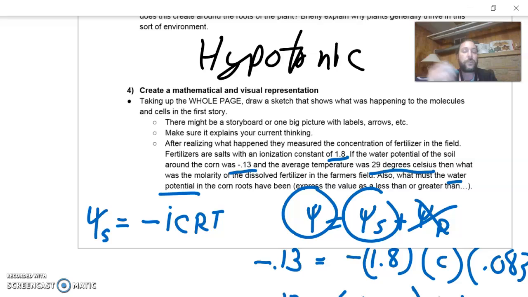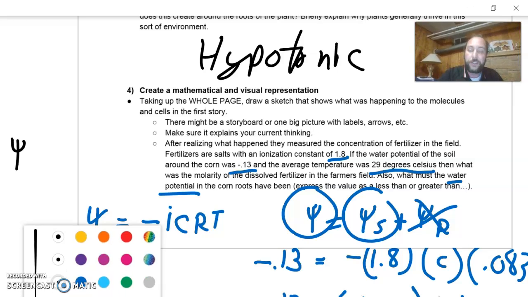If the water potential of the soil around the corn was negative 1.13 and the average temperature is 29, what was the molarity of the dissolved fertilizer in the farmer's field? Also, what must the water potential in the corn roots have been, expressed as a value greater than or less than? So we're trying to calculate the water potential in the soil and then use that to determine what the water potential in the roots is. So water potential, if you remember, is an equation that looks like this.